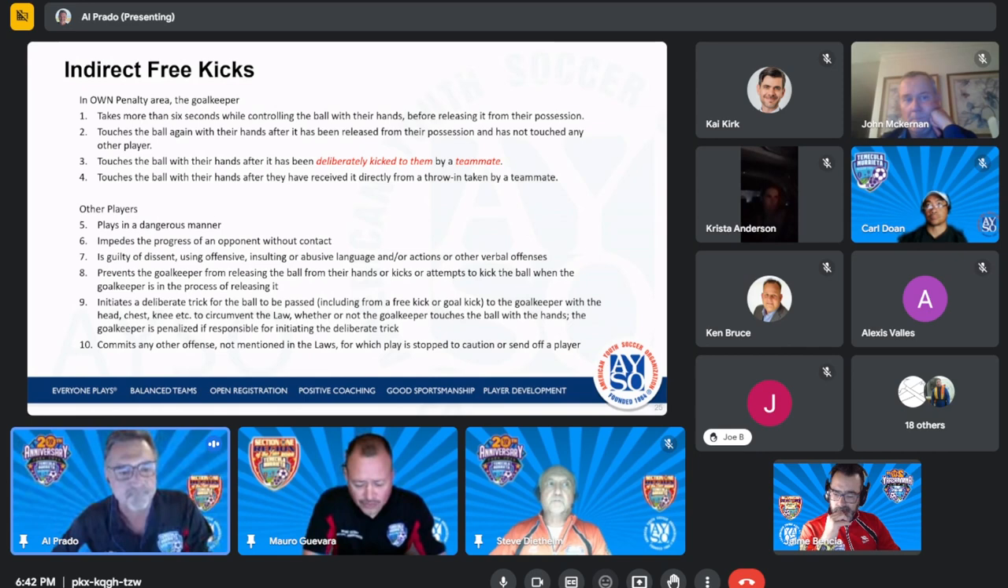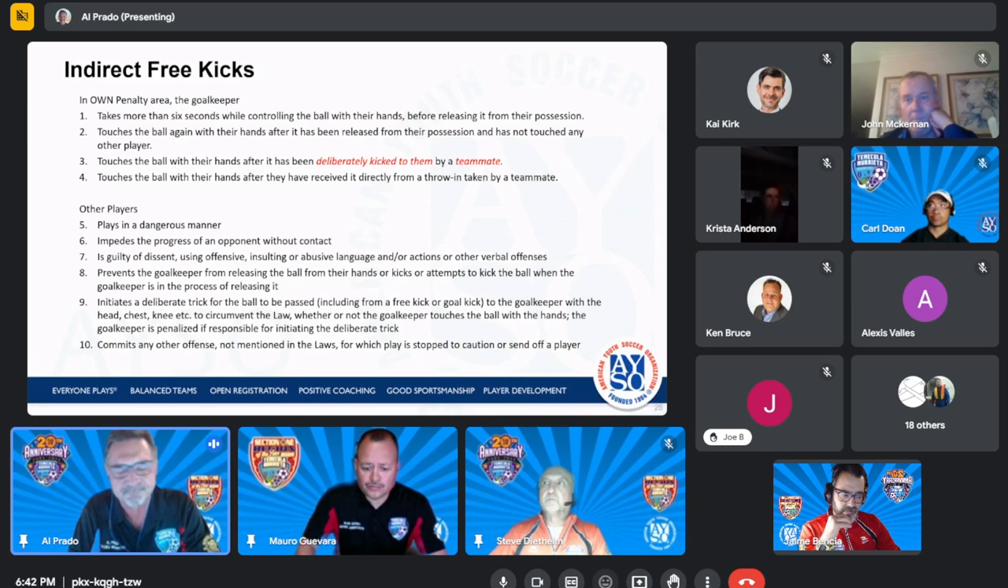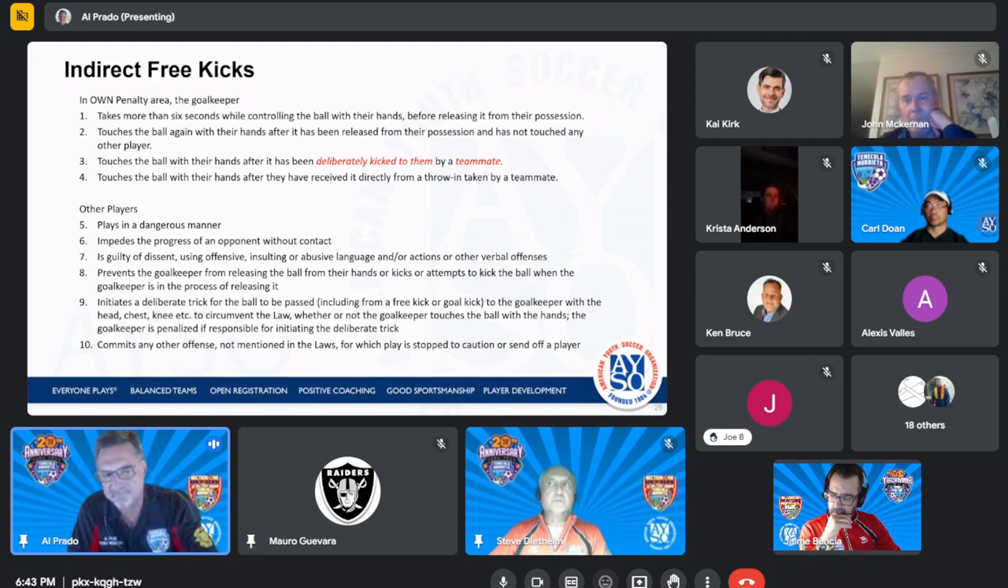Okay. So, the next one. Number 8 is prevents the keeper from releasing the ball from their hands. Again, that's very rare when it happens. And all you can do is say, hey, player, back up, right? Just kind of go that way.